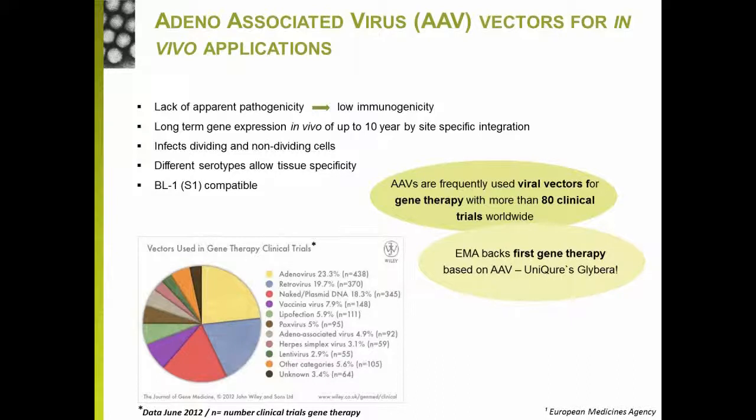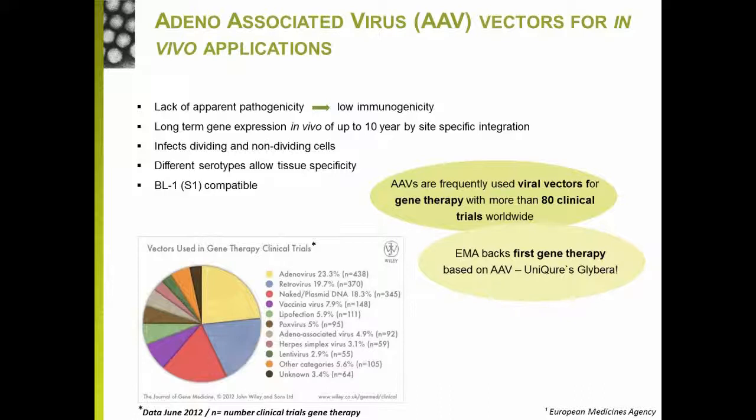Adeno-associated viral vectors are non-pathogenic and have a very low immunogenicity in vivo. What is outstanding is their long gene expression up to 10 years by the site of injection. And it's a very small particle. You can even call it a nanoparticle with 25 nanometers in diameter.